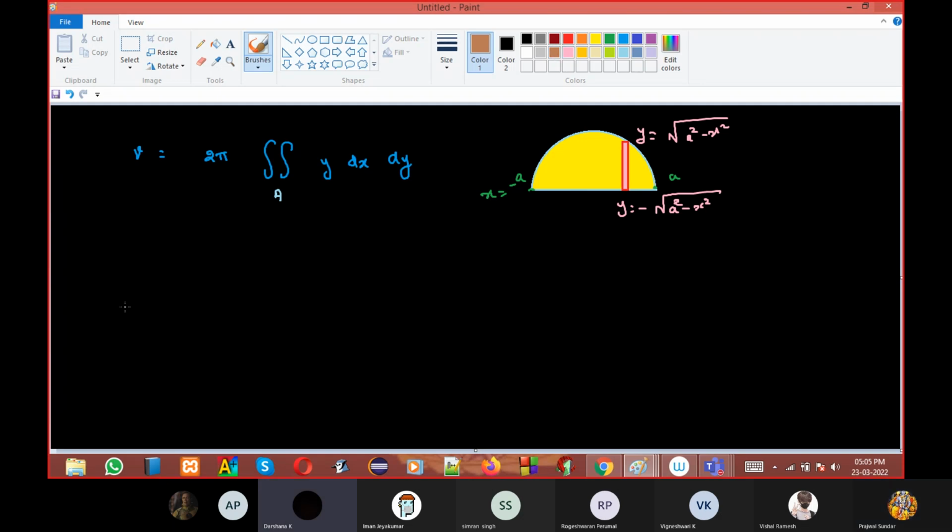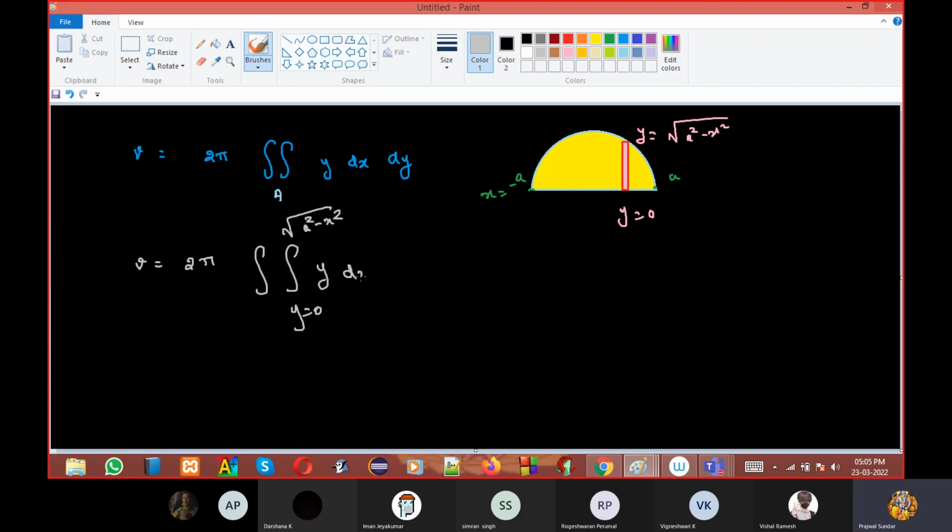Y is going from 0 only, no? Yes, y from 0. You are right, I made a mistake. So you will get 2 pi y. What is the question? Wait. Do it now. What are the limits? X is constant. Y equal to 0 to root of a squared minus x squared. Y dx dy, x is minus a to a.